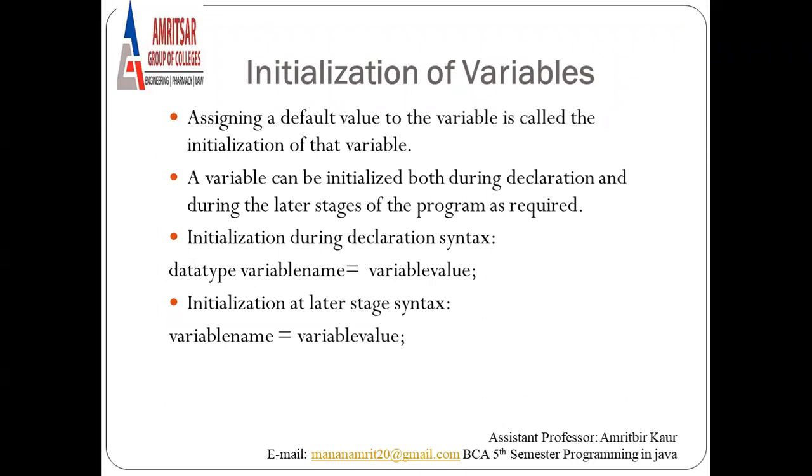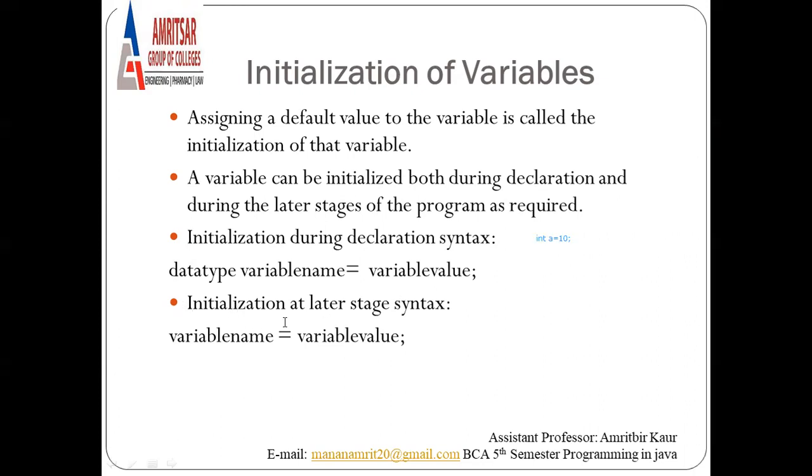Firstly, initialization during declaration. We will write our data type and then the variable name. For example, I am writing here the data type int and variable name a. So int a equals, then the variable value. For example, we want to assign the value 10 to our integer variable. Then we will write int a equals 10, then a semicolon, because each statement in Java ends with a semicolon.